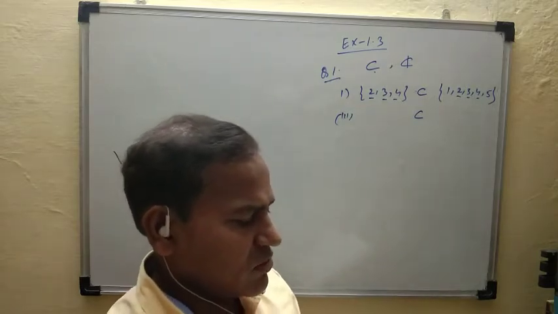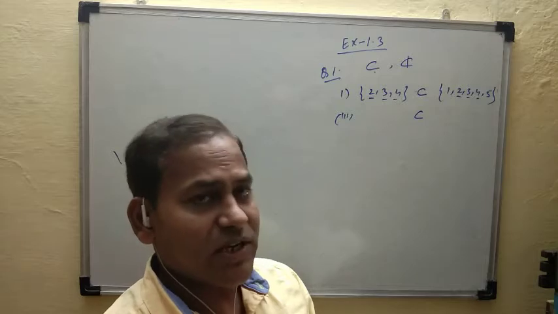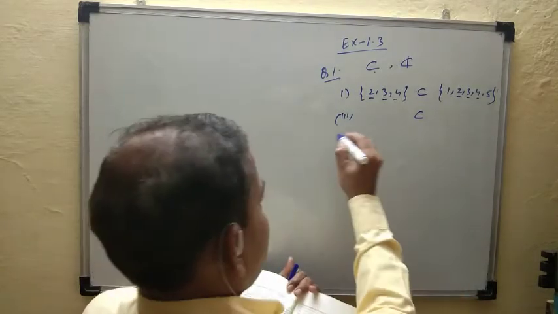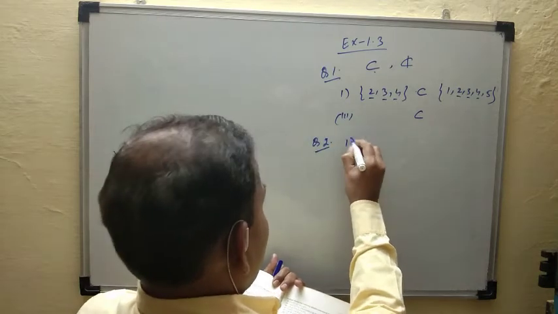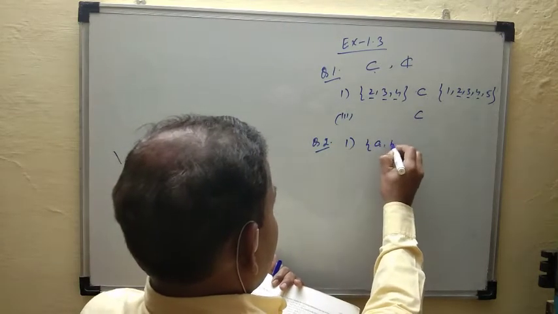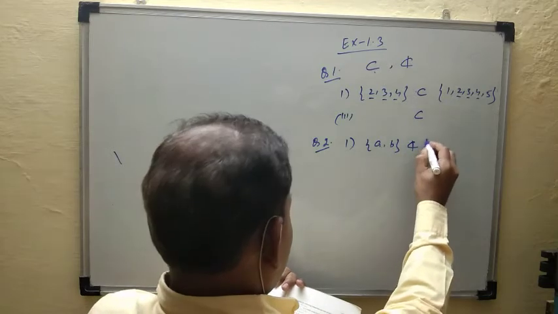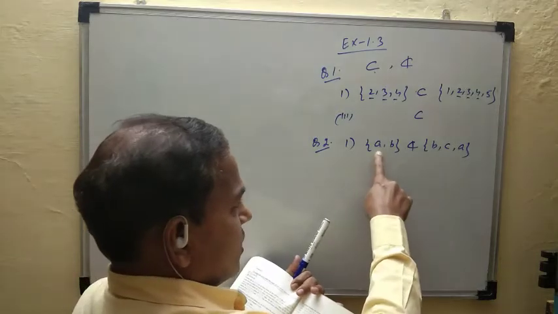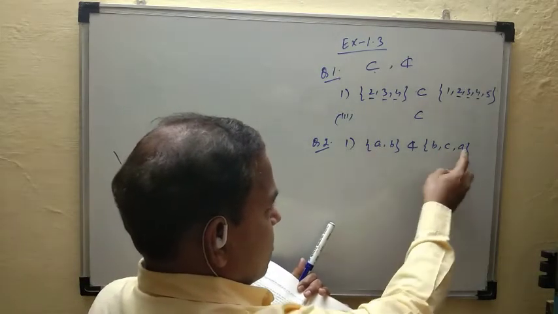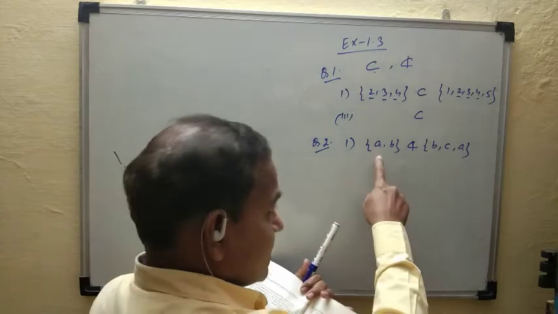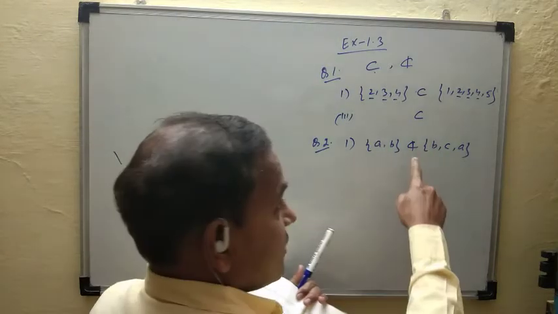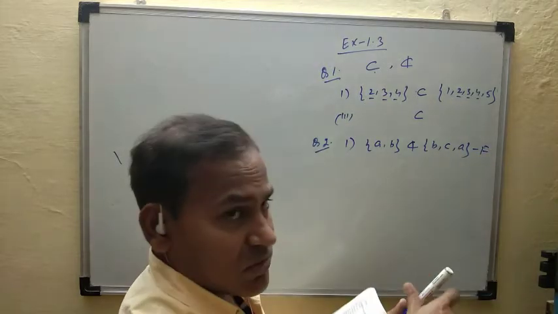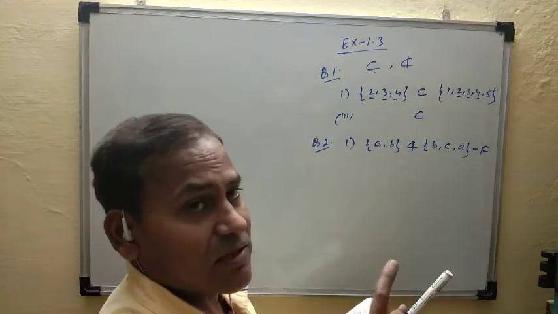And question number 2: examine whether the following statements are true or false. First part, {A, B} is not a subset of {B, C, A}. Both elements belong in that set, so A and B belong in the set. So this is a subset of that, but here it is given as not a subset. So this statement is false because it is a subset, but it is given that it is not a subset.